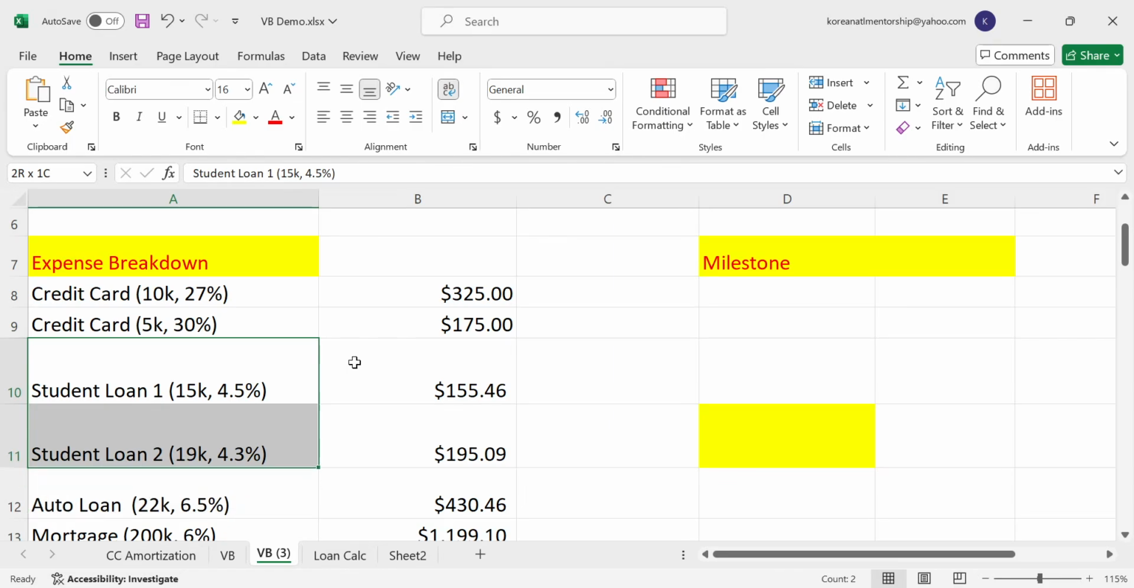Usually they're split into like three or four, especially if you get government loans. One could be Parent Plus, another could be a subsidized federal loan, and so on. When I was paying off my student loans, I had like three of them with different interest rates. I think they were all the same term, 10 years.